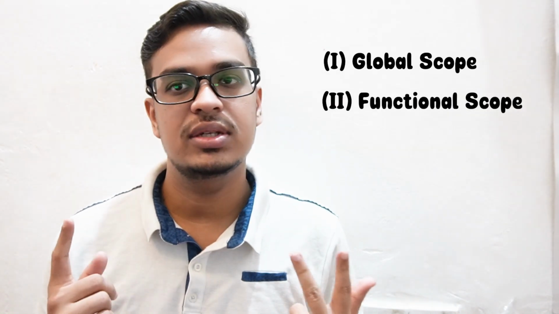Today's video we are going to talk about JavaScript scopes. So what is this JavaScript scope? In JavaScript we have three kinds of scope: one is global scope, second is functional scope, and third one is block level scope. In this video you are going to learn these three scopes, right? So without much more talk, let's dive into the video.